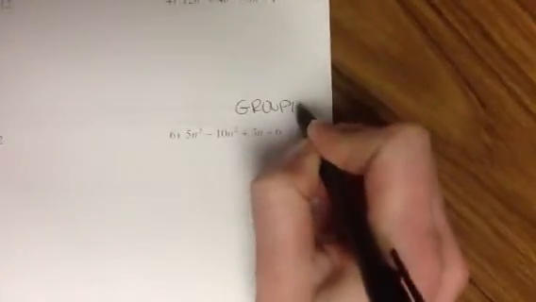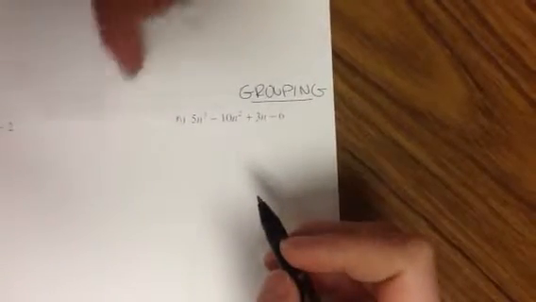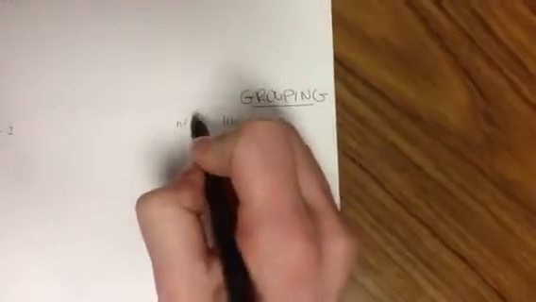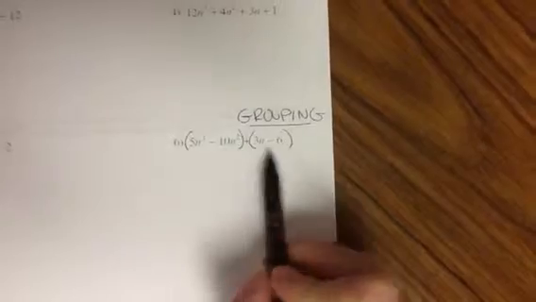Right here we have a polynomial that we'd like to factor. So we're going to use a method called factoring by grouping. How do I start a problem by grouping? Group them into two parentheses. Okay. So I have two groups.